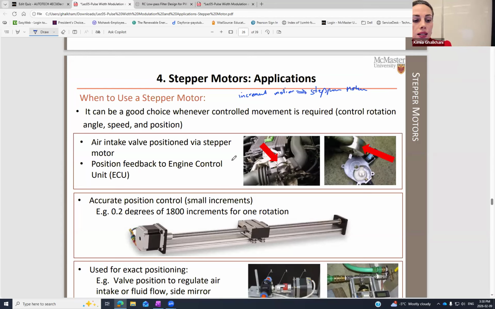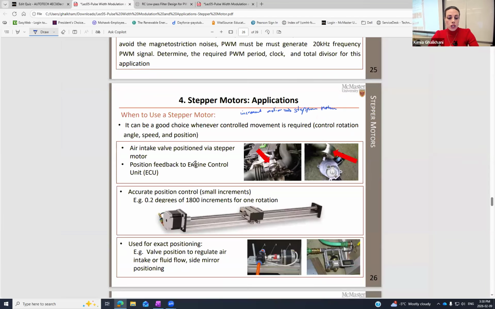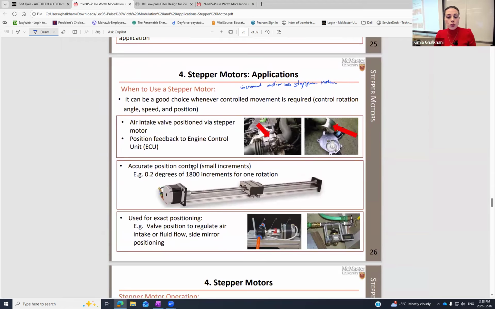Here you can see that for the valve positioning, I have one example in the lecture slide for you. This is for the valve positioning. We use a stepper motor. For the engine control, for the feedback of the engine control, we use a stepper motor and many more. And again, since we are going to look at incremental motion, we do need to convert it to use brushless DC motor in order to do so.